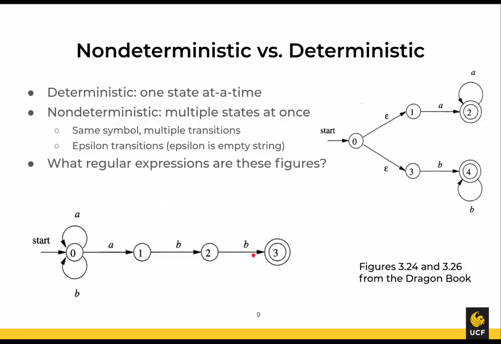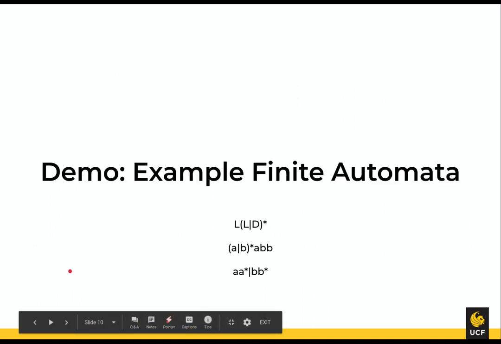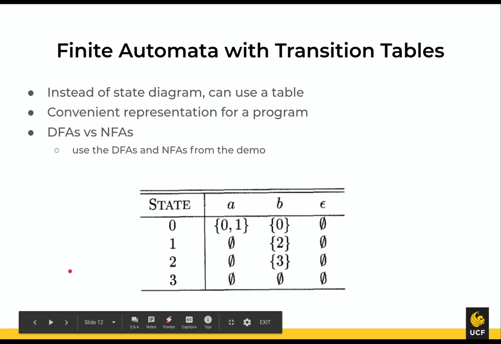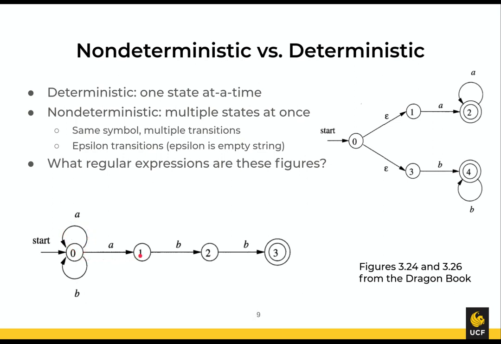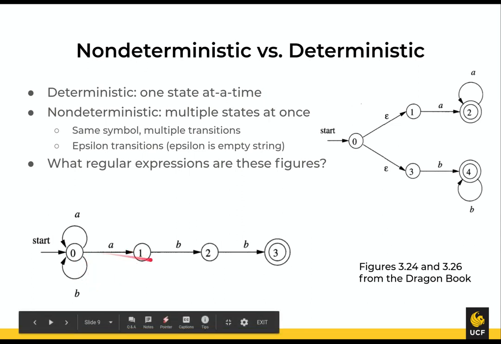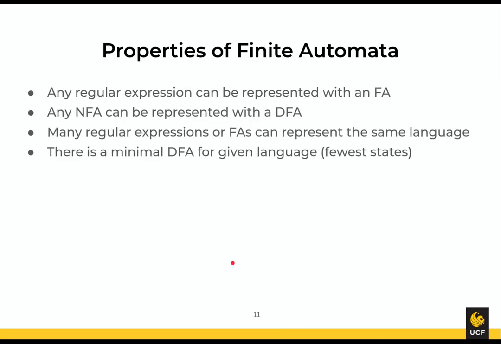It's probably more easily seen here. If you're in state 0 and you see an A, you have to be in both 0 and 1. So if we then see a B, we're in both 0 again and in state 2. Does that make sense? Homework is working through one or two of these automata.